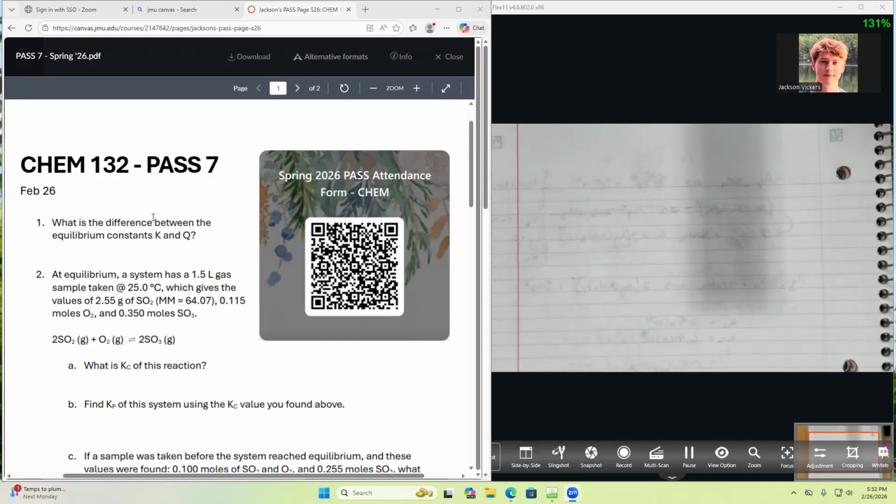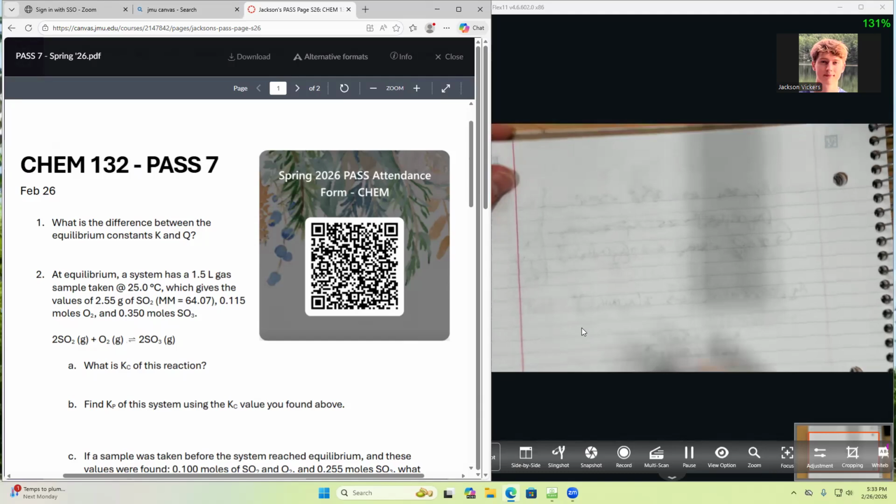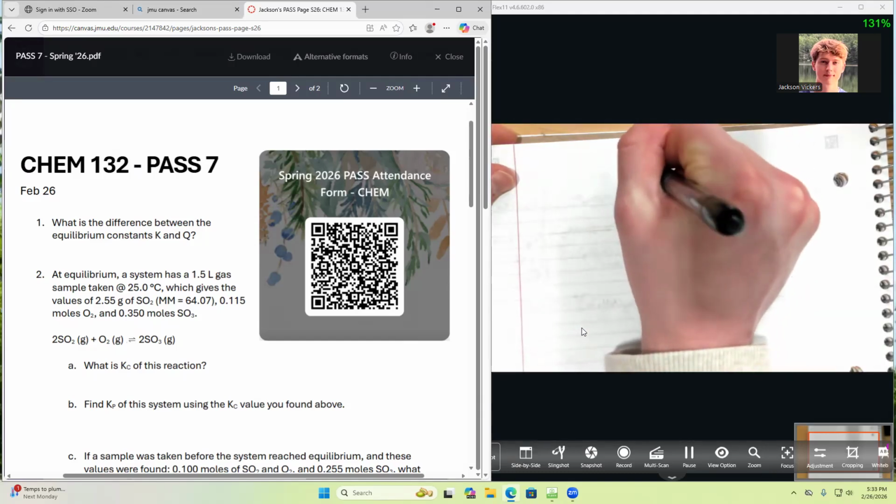But does anyone want to be brave and say what they think the difference between K and Q is? Yeah, anything else. Yeah. And Q could be at equilibrium, and that'd be if Q is equal to K. But you kind of have to plug in the data to figure that out. Real quick, we can go over this.